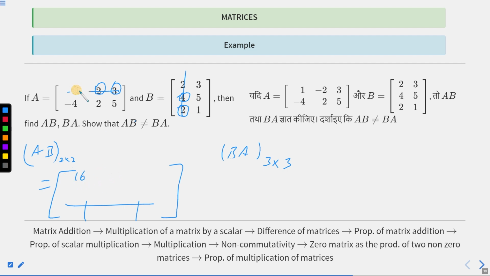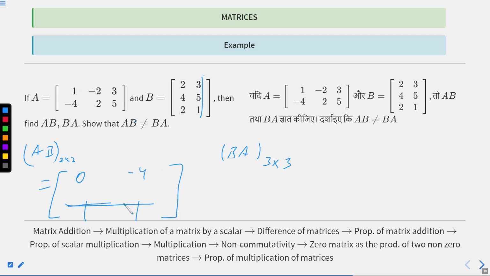Oh sorry, the minus is there. I somehow forgot this, so let me multiply once again. 1 multiplied with 2, now minus 2 multiplied with 4 will give you minus 8. Now 3 multiplied with 2 will give you 6, so this means 0. Now for this entry you will have this row multiplied with this column. 1 multiplied with 3 is 3, minus 10, plus 3, this means minus 4.